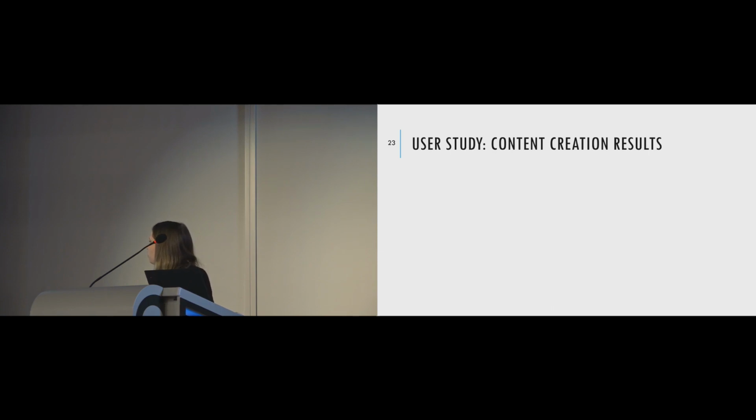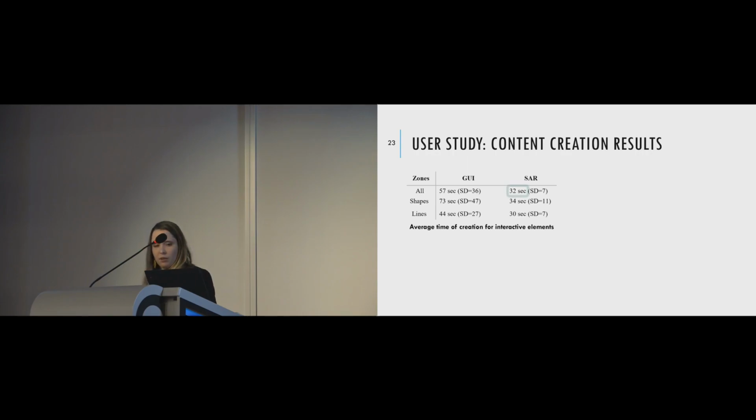Here are the results regarding content creation. On average, Spatial Augmented Reality was always faster than GUI to create elements. For instance, on average, whether shapes or lines, participants required 32 seconds to create a zone with SAR and 57 with GUI. It's significantly faster for all the elements with SAR. One participant didn't create lines because it was too complicated with GUI.